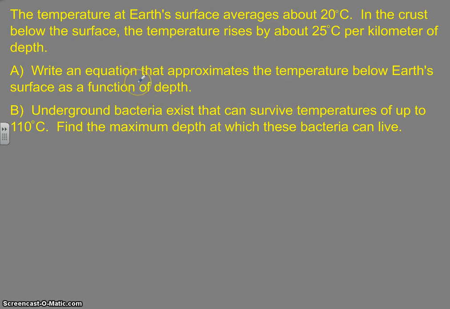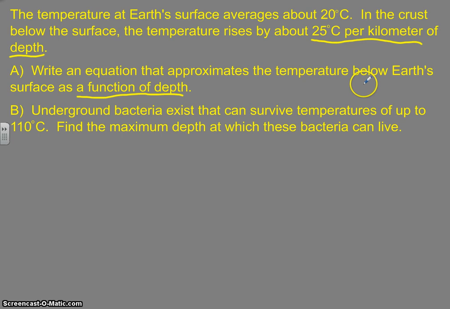Temperature at Earth's surface averages about 20 degrees Celsius, and in the crust below the surface, the temperature rises by about 25 degrees per kilometer of depth. This is a rate. Rates, we say, go with x. Okay, write an equation that approximates the temperature below Earth's surface as a function of depth. Now, when you see this as a function of, that's telling you what x is.